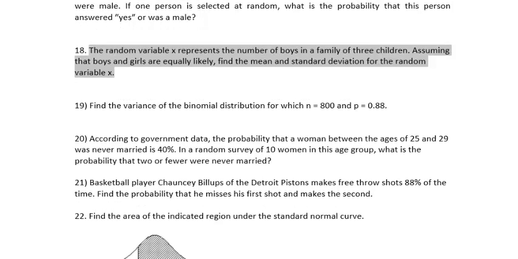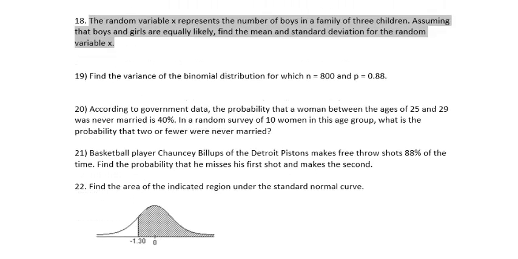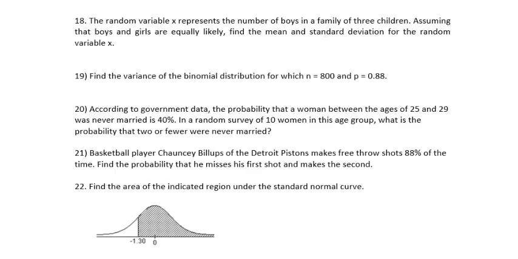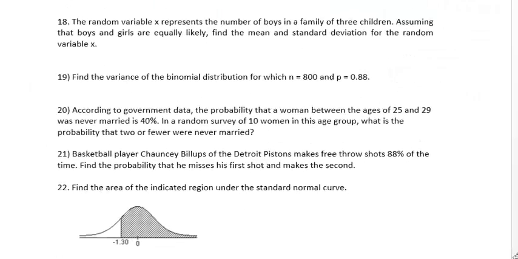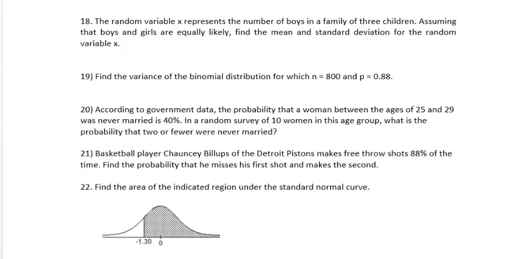Number 18. The random variable x represents the number of boys in a family of 3 children. Assuming the boys and girls are equally likely, find the mean and standard deviation for the random variable x. Now, in the crash course and in the slides, I covered standard deviation for distributions that were not binomial, in other words, distributions that had a lot more complexity. For those kinds of distributions, it was a little bit more complex. I didn't even cover it for binomial distributions, so I'll cover it now.